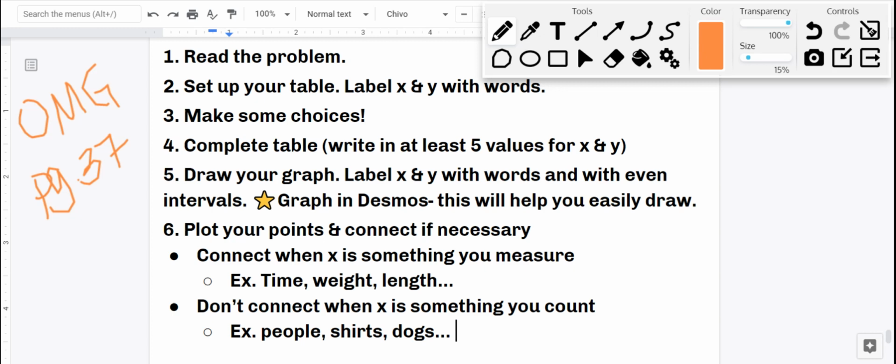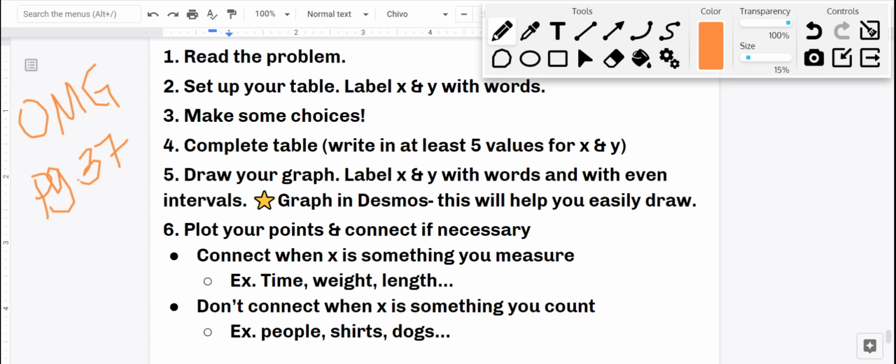But instead of putting X and Y at the top of your table, we're going to fill in what X and Y are in words. So instead of writing X on the top of this table, we wrote number of workers. And instead of writing Y, we wrote time to paint. And then remember, we added in our units that we use for the time. So the first problem, we did hours. The second problem, we did days, which is totally fine.